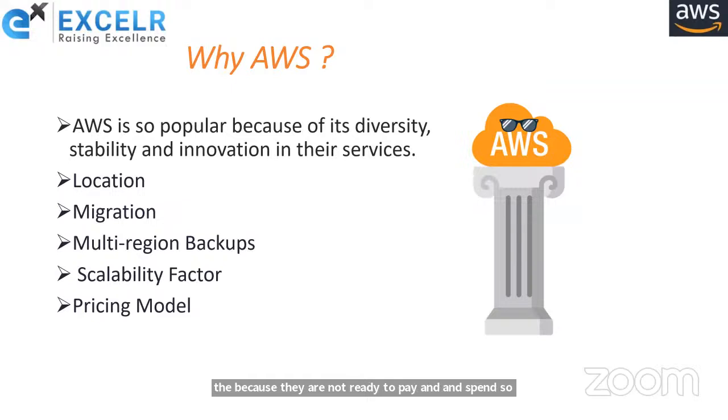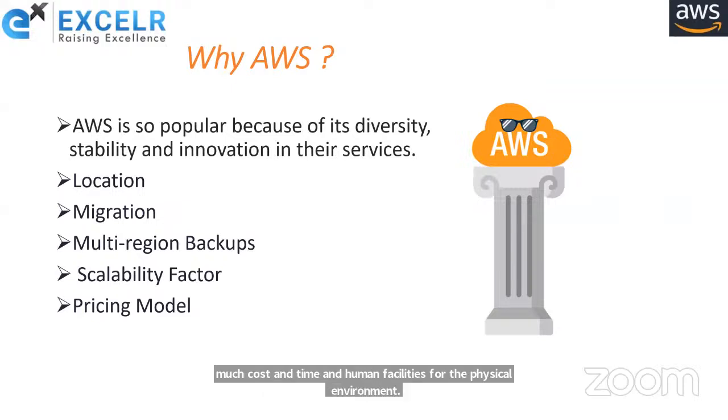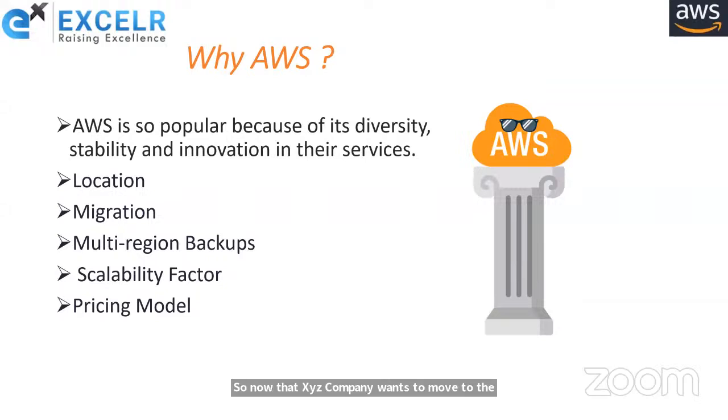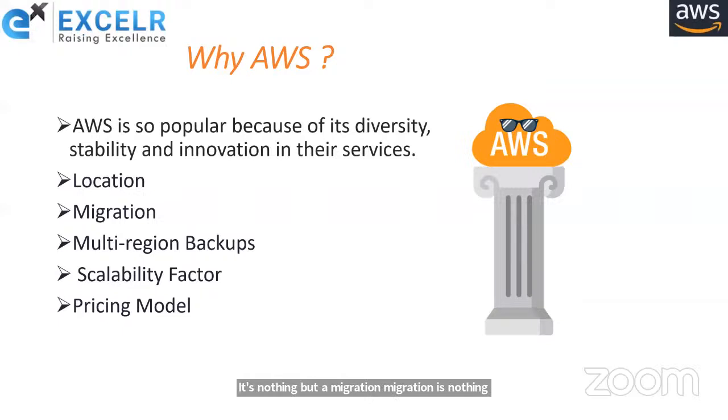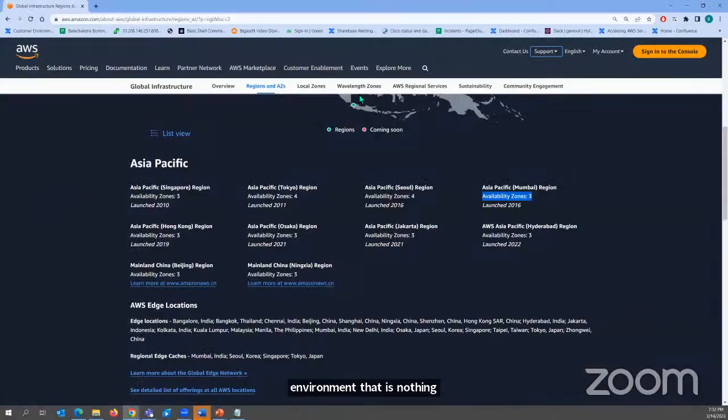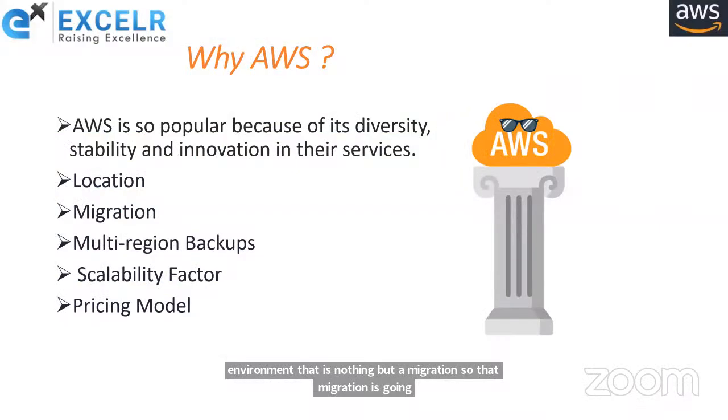So now that XYZ company wants to move to the cloud, what Amazon is trying to do is provide an efficient way to migrate all the data from the on-premise environment to the cloud environment. That is nothing but a migration. Migration means whatever data has been deployed on-premise, on physical infrastructure, gets transferred over to the cloud environment. That migration is taken care of by AWS itself, so that's an efficient service provided by AWS.